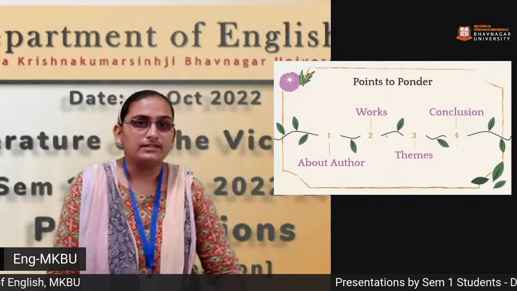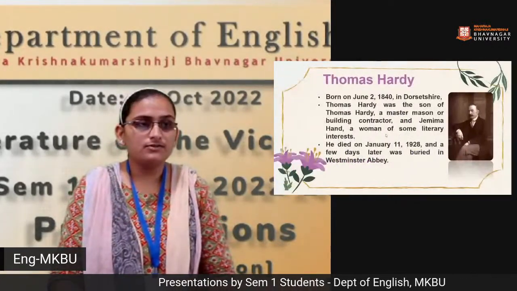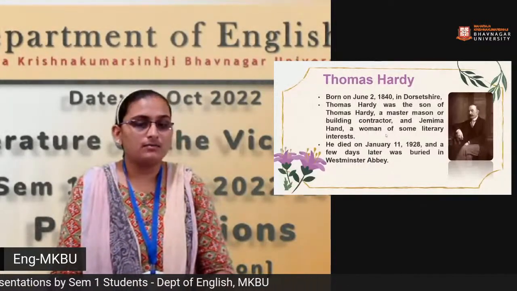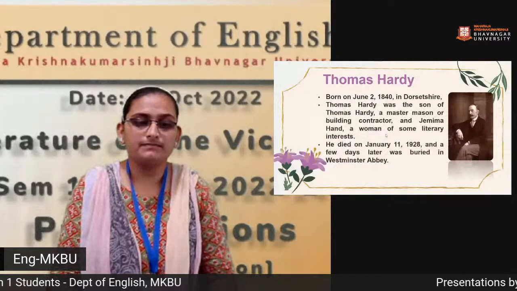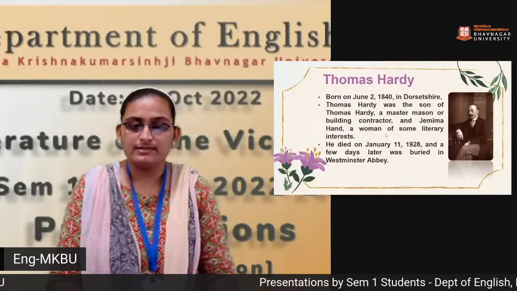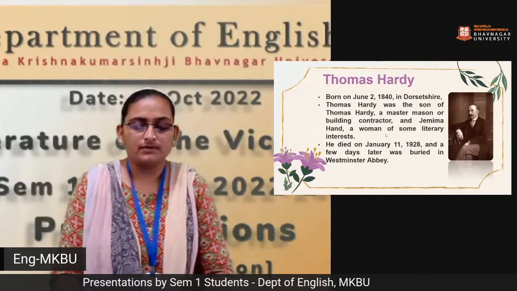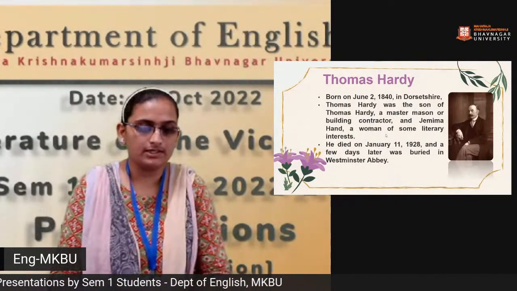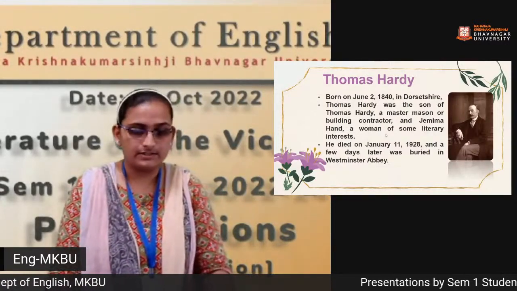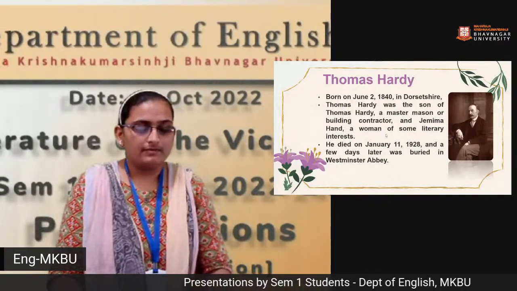Thomas Hardy. Thomas Hardy was born on 2nd June 1840. Thomas Hardy was the son of Thomas Hardy, a master mason or building constructor, and Jemima Hand, a woman of some literary interest. He died on January 11, 1928, and a few days later was buried in Westminster Abbey.